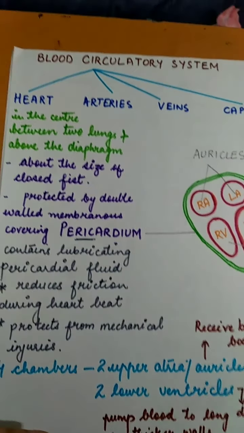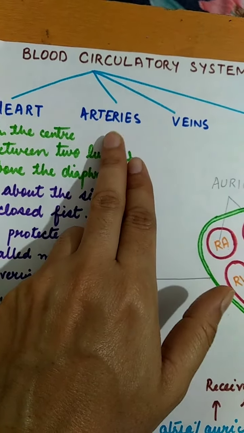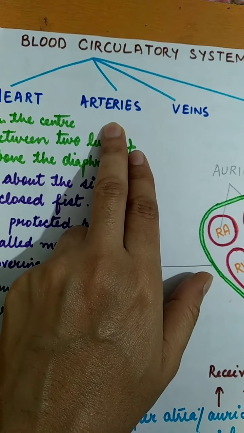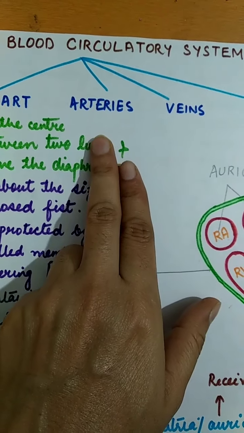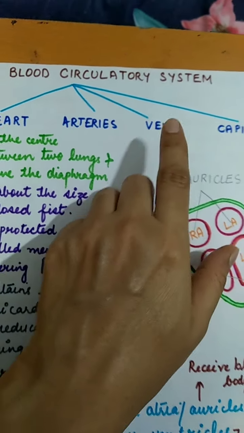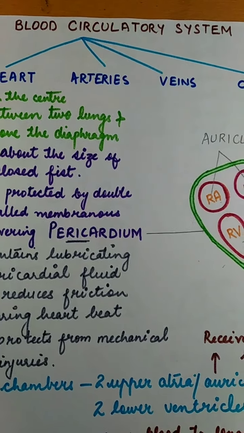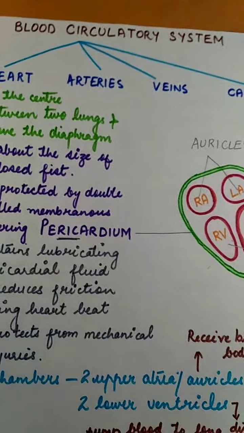In this whole chapter, we will read that all the arteries carry oxygenated blood, but there is one artery which carries deoxygenated blood, and also there is one vein which carries oxygenated blood. We will come to know this later in the video.